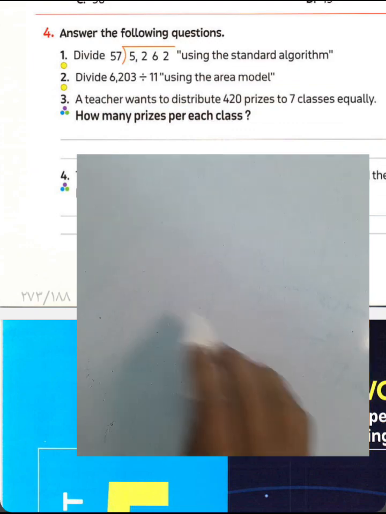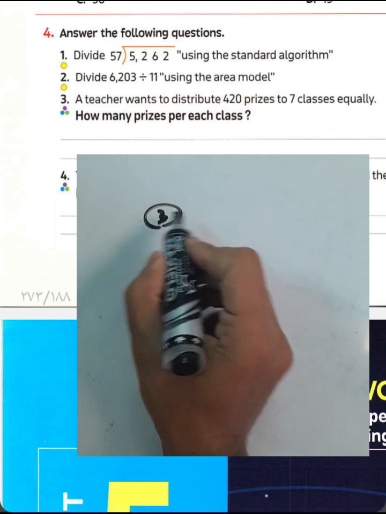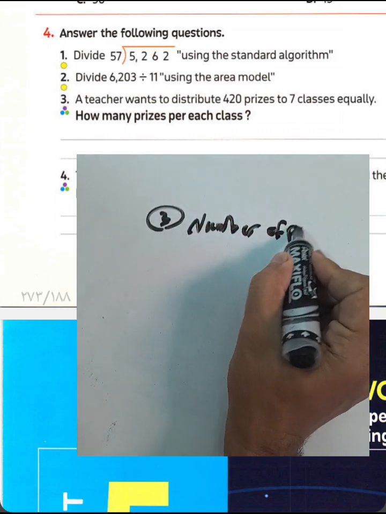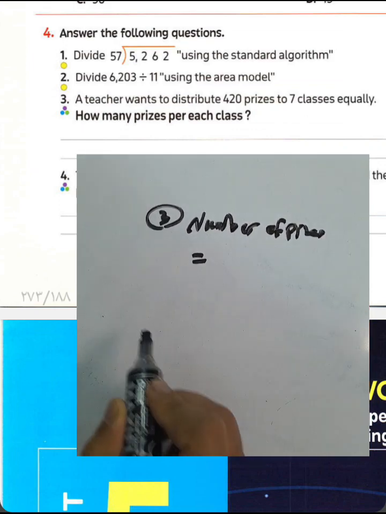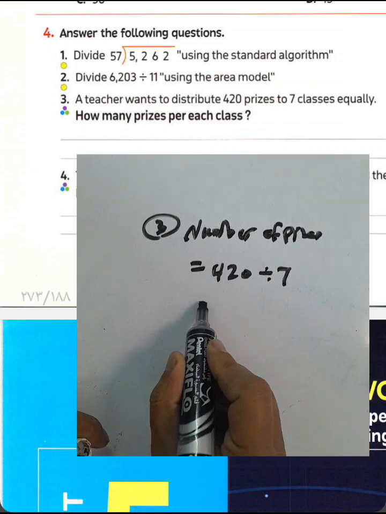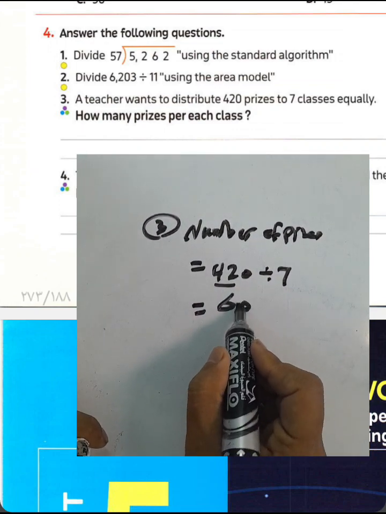Question number 3. A teacher wants to distribute 420 pages to 7 classes equally. How many pages per each class? We can find the result by using division between two numbers. The number of pizzas will be equal to 420 divided by 7. 42 divided by 7 equals 6, and 0 divided by 7 equals 0.